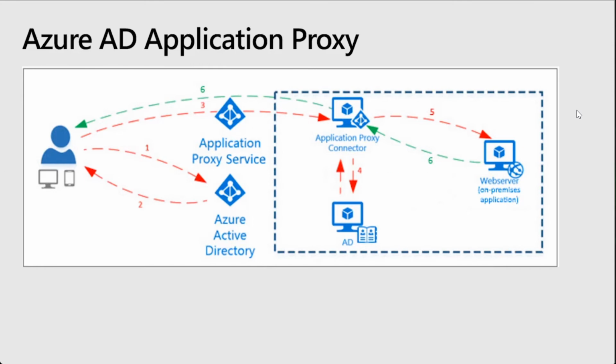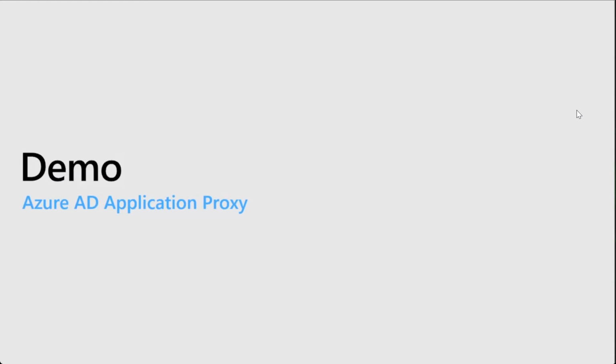In step 5, the application proxy connector forwards the request to the on-prem application. And in step 6, the response is sent through the connector and the application proxy service to the user that's sitting in front of their browser on the internet. In this demonstration, I'm going to show you how you set that up in Azure.